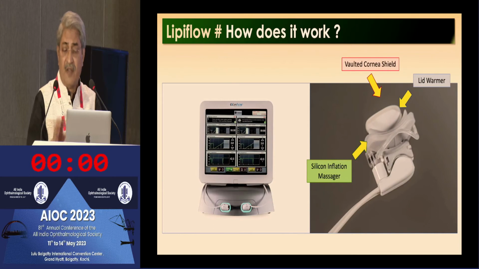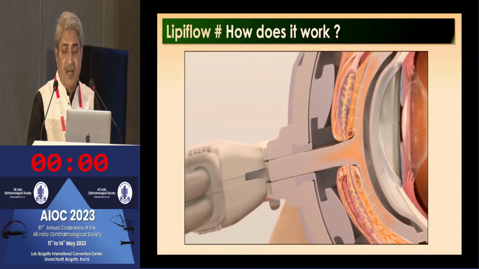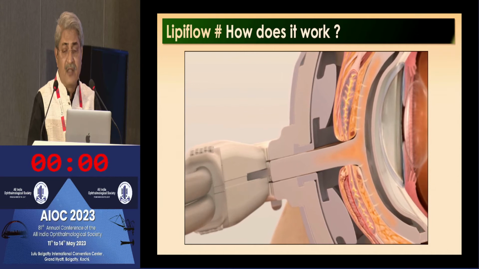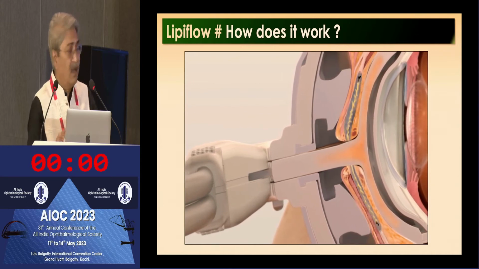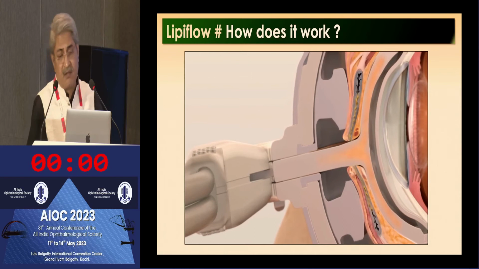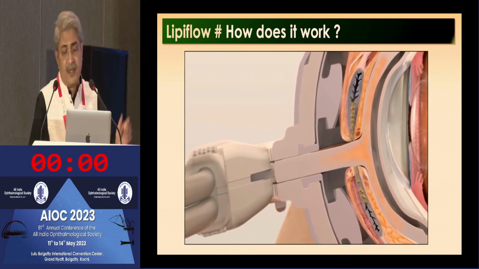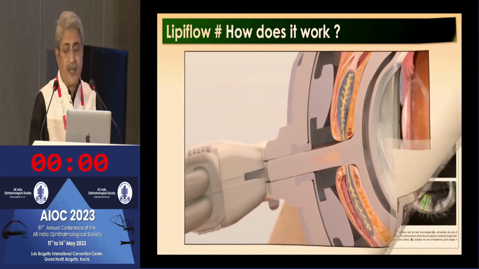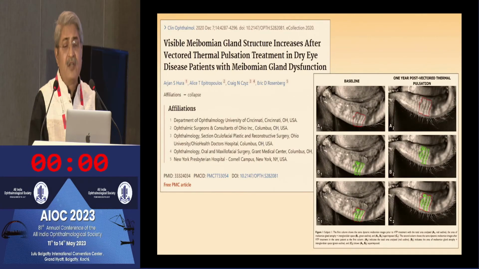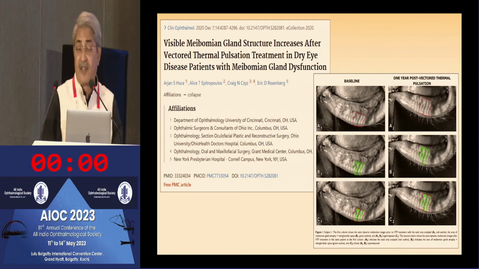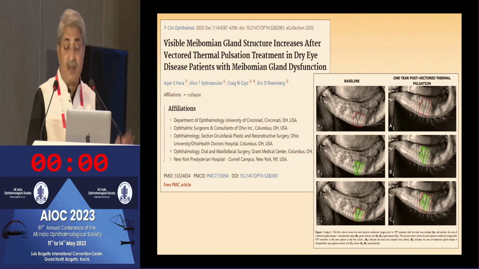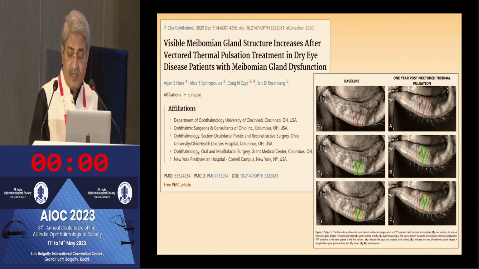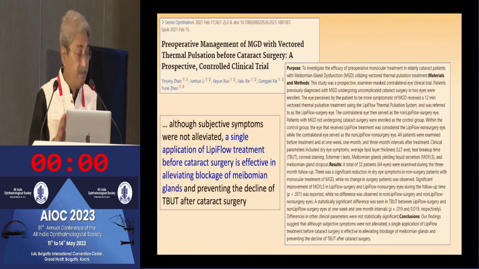There are protection devices, the corneal shield and lid warmer. This is a silicone inflation massager, and it works like this. So you see there is an animation given by the company people. They show that it expresses the meibomian gland secretion and also activates it. There are reports of visible meibomian gland structure increase after vector thermal pulsation treatment, or LipiFlow. And we want to see this kind of picture in future, but probably not. We are getting maybe isolated cases.